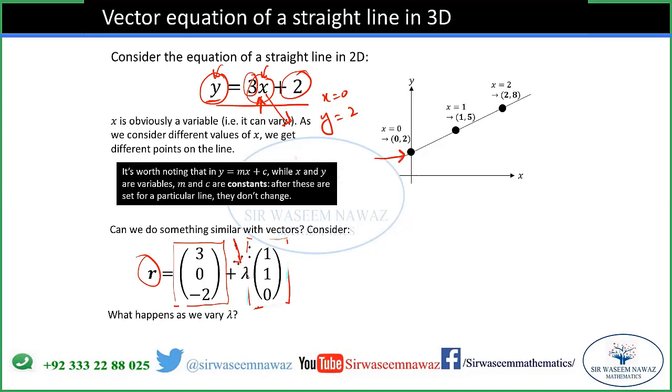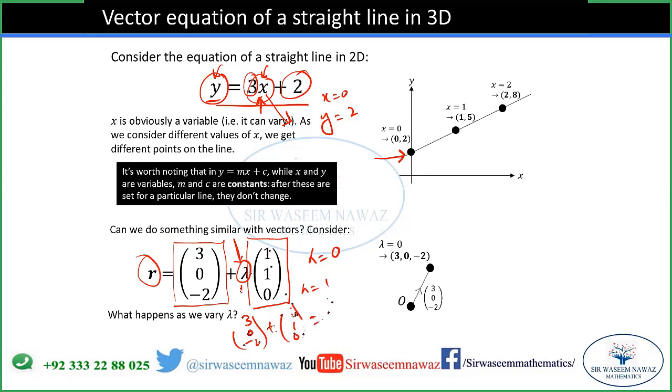So let's see what happens. Now if I use the same technique and place the value of lambda as 0, what should I get? This will be 0, so I should get the point (3, 0, -2). Let's see. Yes, I got this point (3, 0, -2). If I change the value of lambda to 1, so if I place 1 instead of lambda, what will I get? (3, 0, -2) plus 1 times (1, 1, 0), and I will get a new point, (4, 1, -2). And if I plot this point on a graph, what should I get?